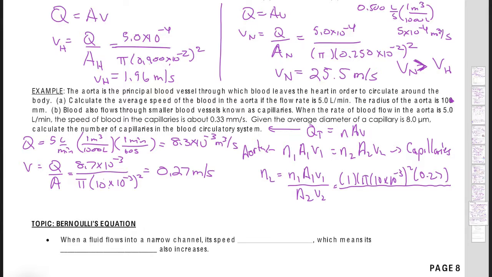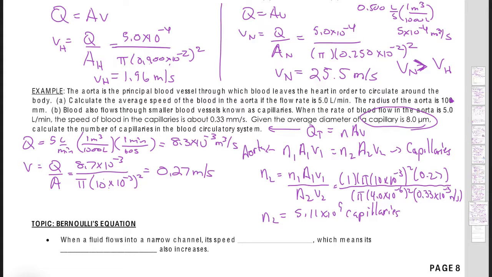And so the area is pi times 4.0 times 10 to the negative 6, squared, because it tells us the diameter of a capillary is 8.0 micrometers. It's moving at 0.33 times 10 to the negative 3 meters per second. We plug that all into our calculator, and we find that there are 5.11 times 10 to the 9th capillaries. So there are 5 billion capillaries in the human body.